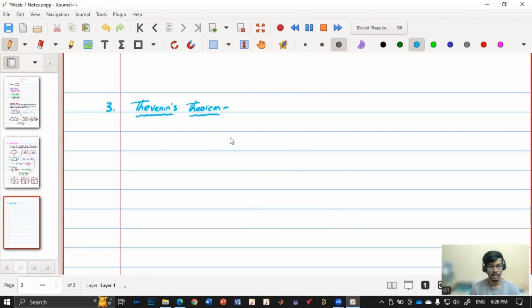So, Thevenin's theorem says, in a given circuit where there are multiple sources, the circuit can be replaced by a Thevenin voltage source in series with Thevenin resistance in series with the load. So first I'll write the definition.